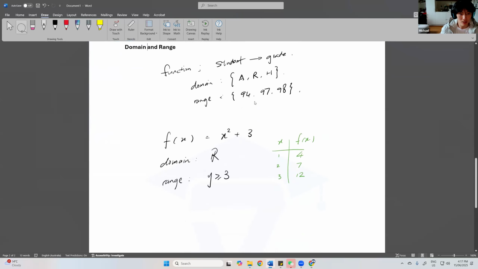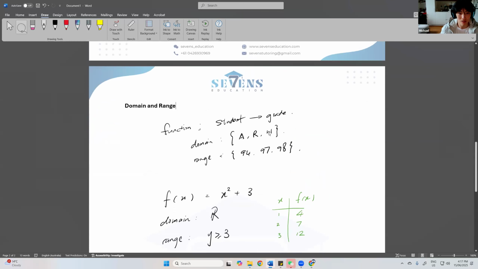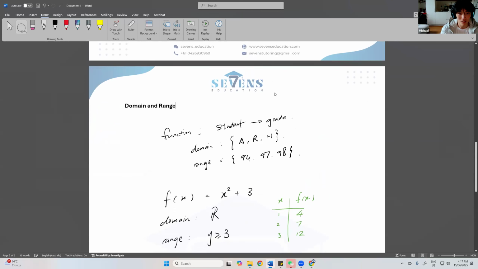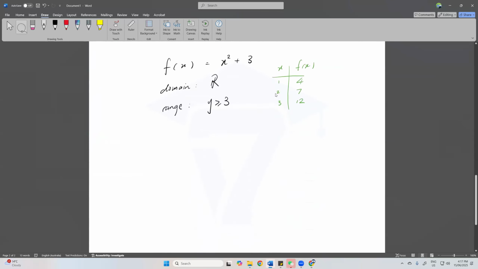Today we're going to talk about domain and range. I think this is actually pretty cool, me writing stuff on the Word document. It's pretty easy to use as well.